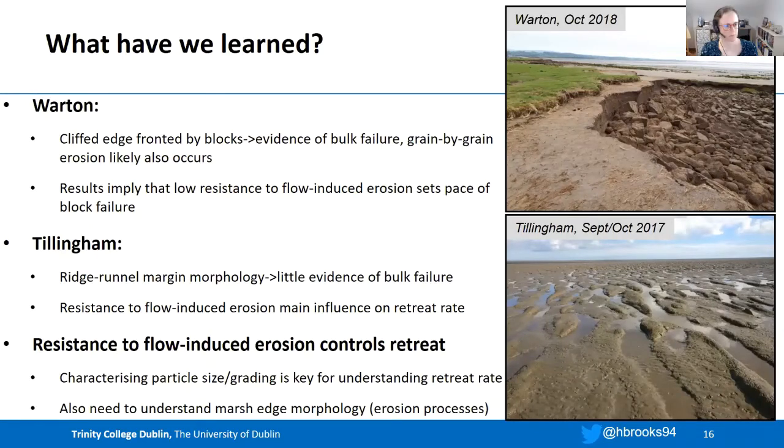So we found that the resistance to flow-induced erosion at both of these sites, at least, controls retreat. Because we found that the flow-induced erosion largely depends on particle size parameters, we're now starting to see that characterizing these particle size and grading parameters is probably quite key for understanding the retreat rate. And this can be done in conjunction with understanding the marsh edge morphology, which can give us an idea of the erosion processes.